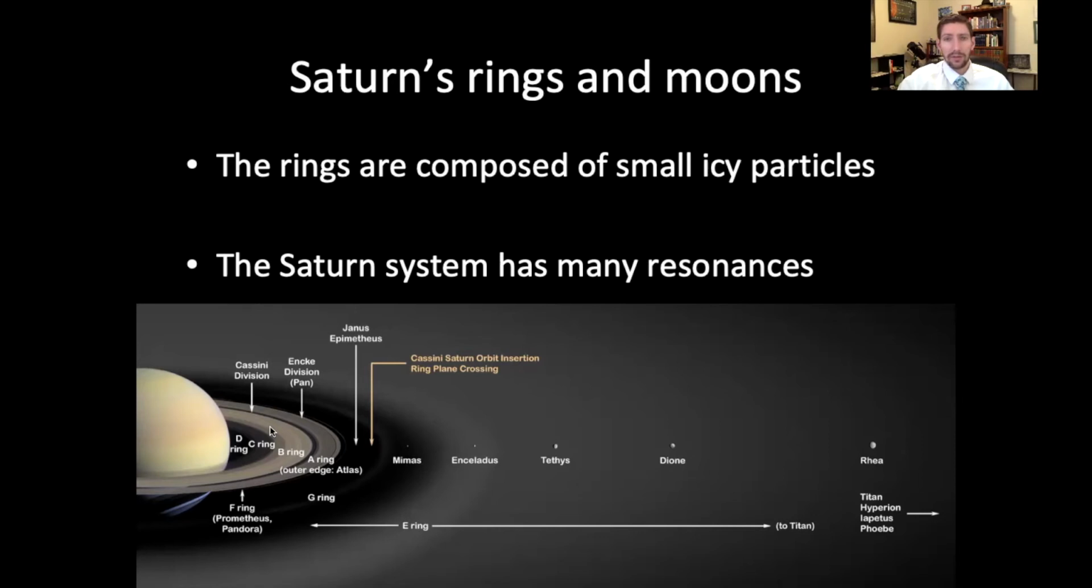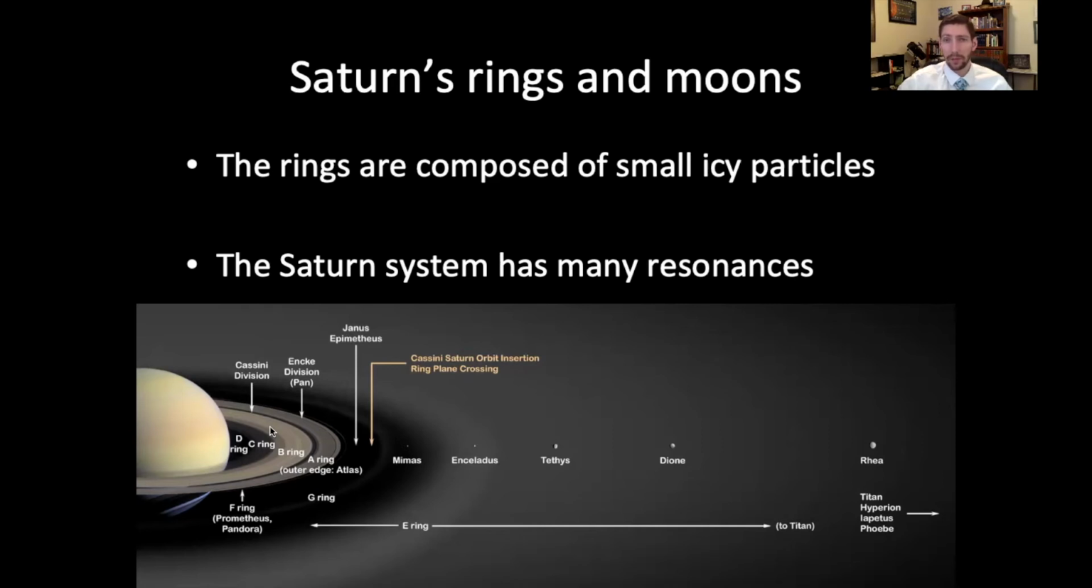Janus and Epimetheus are two co-orbital satellites that swap orbits every 4 years. The moons Mimas and Tethys are in a 4-2 resonance. The moons Enceladus and Dione are in a 2-1 resonance. Titan and Hyperion are in a 4-3 resonance.